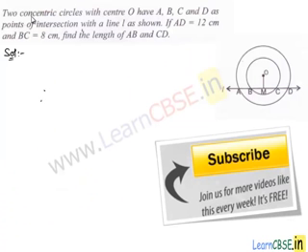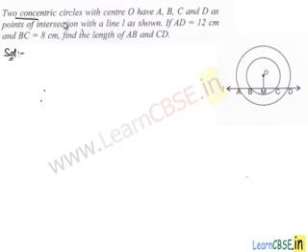Let's move to the next question. In this question, we are given two concentric circles with center O. A, B, C and D are the points of intersection of a line with these two circles. Here the length of AD is 12 centimeters and the length of BC is 8 centimeters, and we have to find AB and CD. Let's work out the problem. Here the length of line segment AD is 12 centimeters and BC is 8 centimeters.